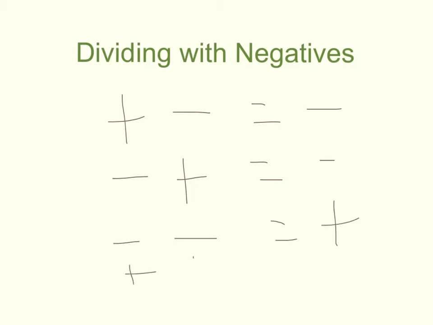So we all know that when multiplying with negatives, a positive and a negative equals a negative, a negative and a positive equals a negative, a negative and a negative equals a positive, and a positive and a positive equals a positive. Okay? Dividing with negatives is the exact same thing. We know that a negative and a positive is a negative, a positive and a negative is a negative, a negative and a negative is a positive, and a positive and a positive is a positive. Okay, but let's understand why that is, instead of just memorizing a rule.